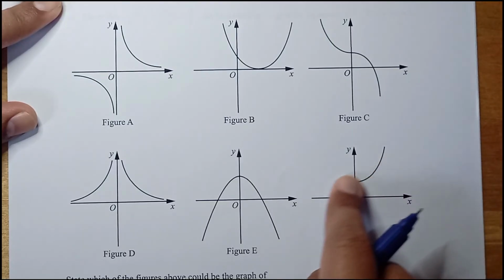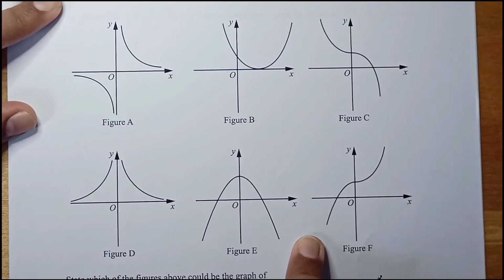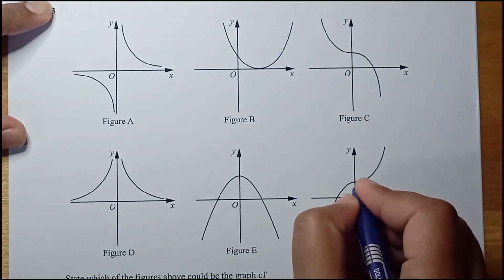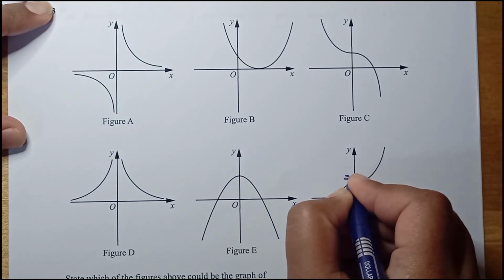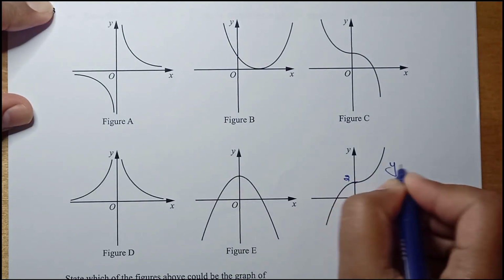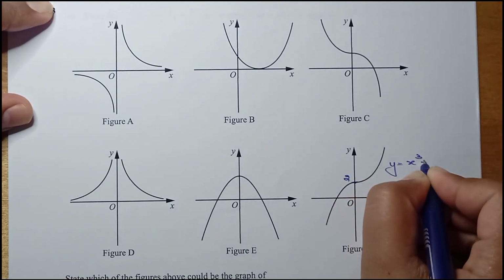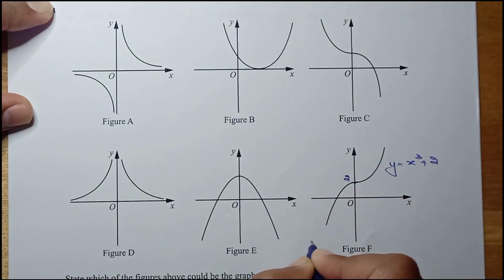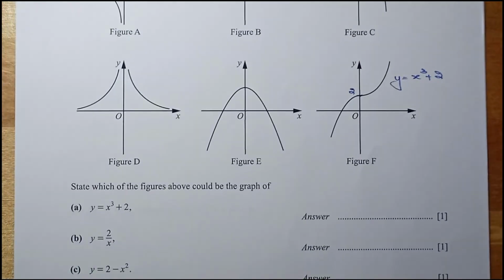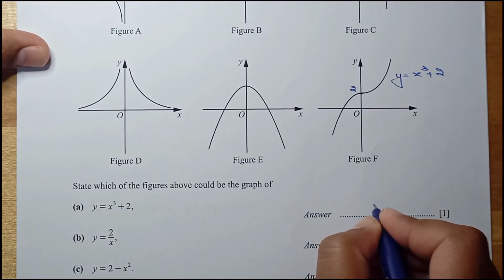So this is x cubed. This is a graph of x cubed, and it is plus 2. So plus 2 is a vertical translation, 2 units up. So this must be at point 2. So the figure F is showing the graph y equals x cubed plus 2, because at the origin it is x cubed, and when you move 2 units up, it would be x cubed plus 2. So the figure F.